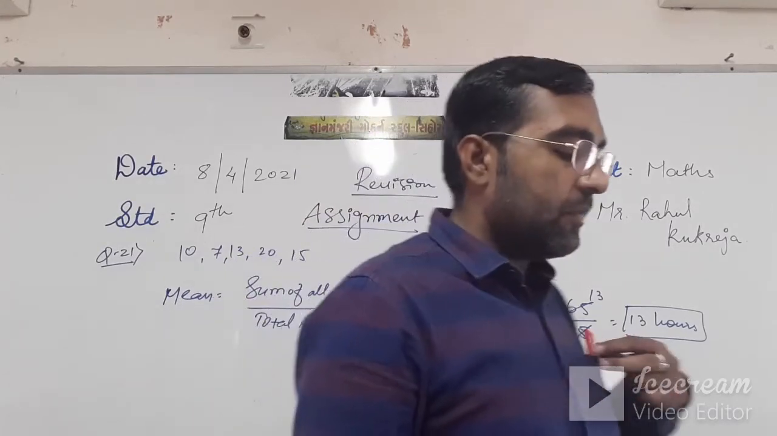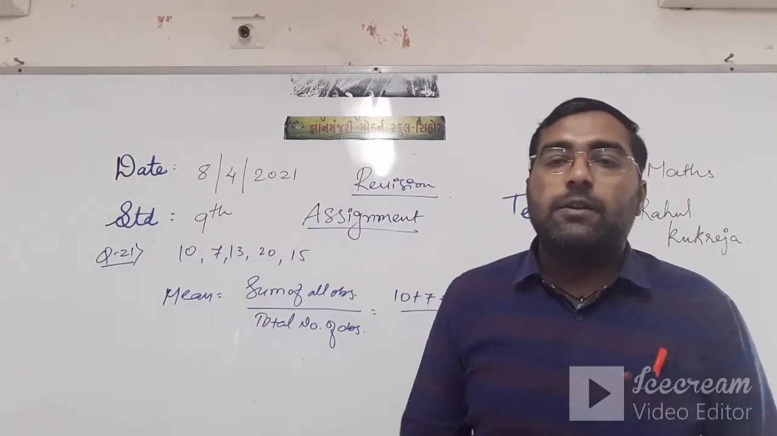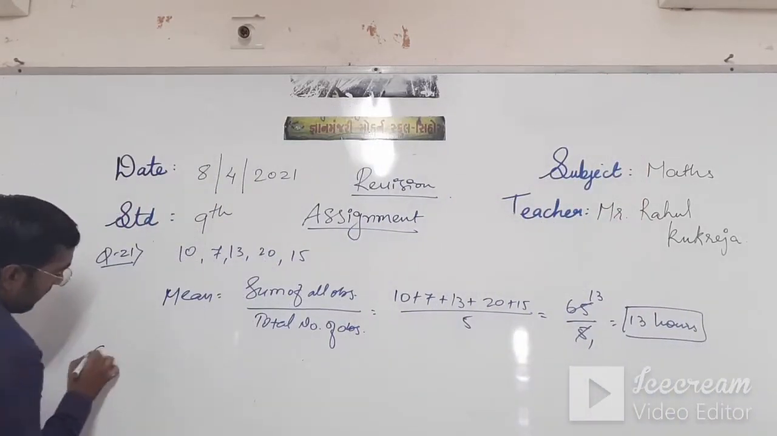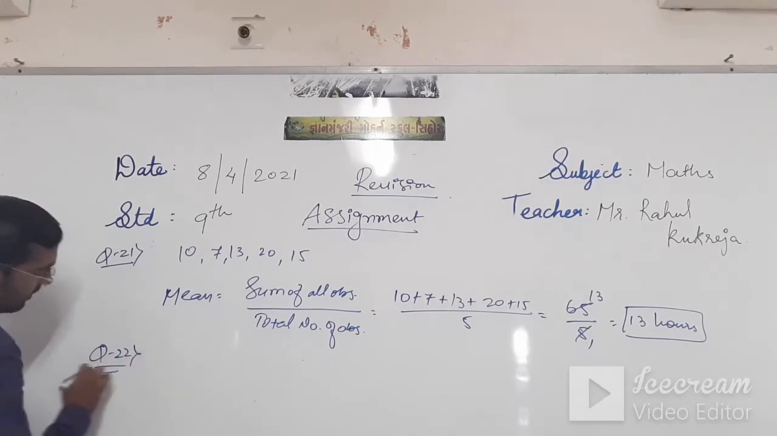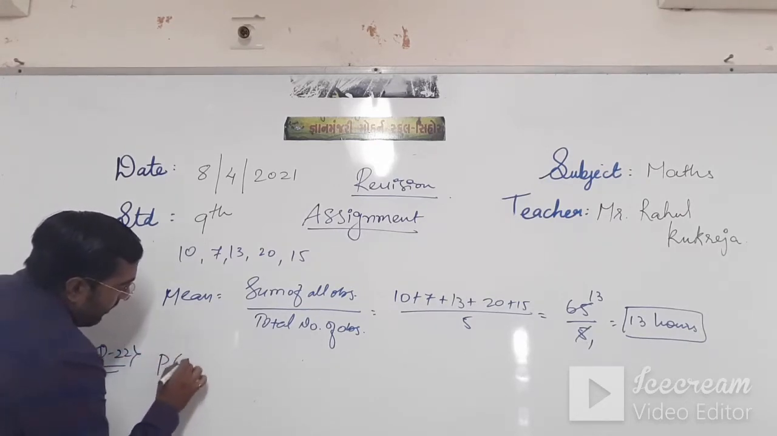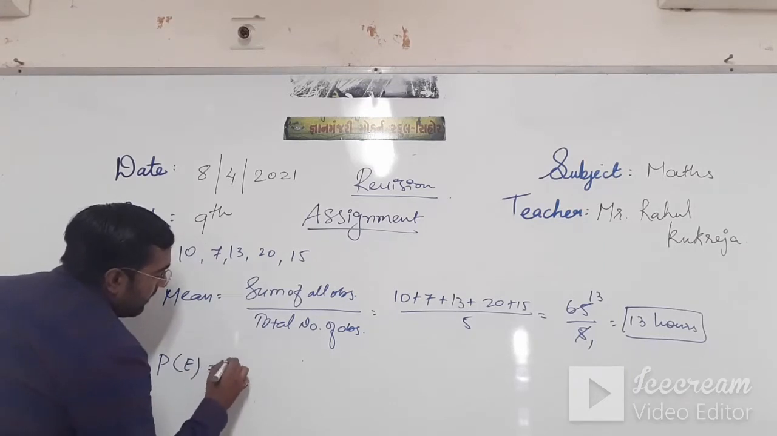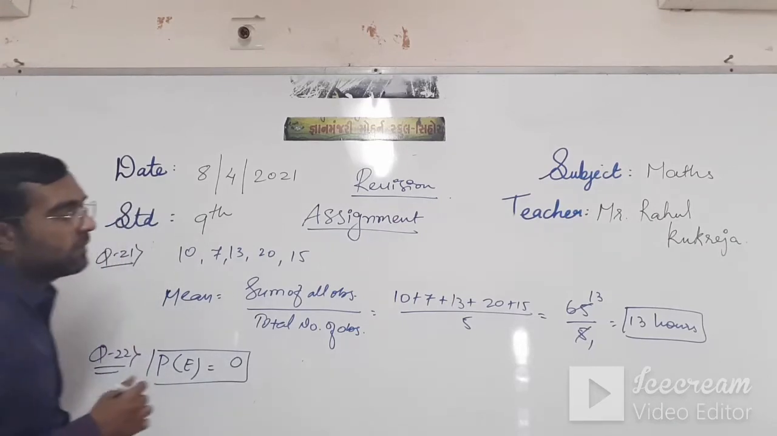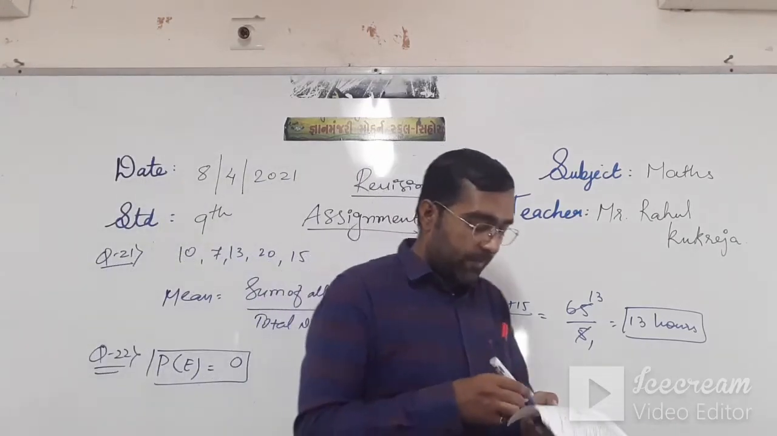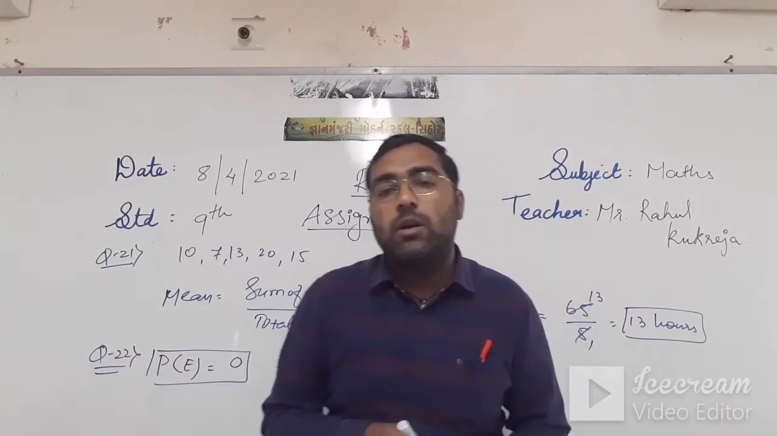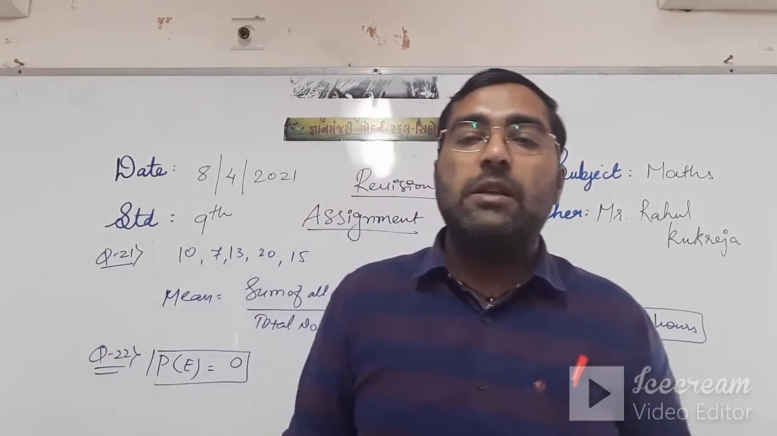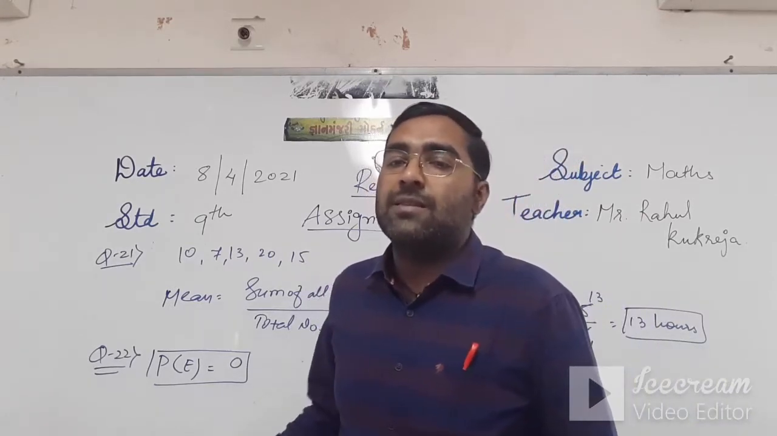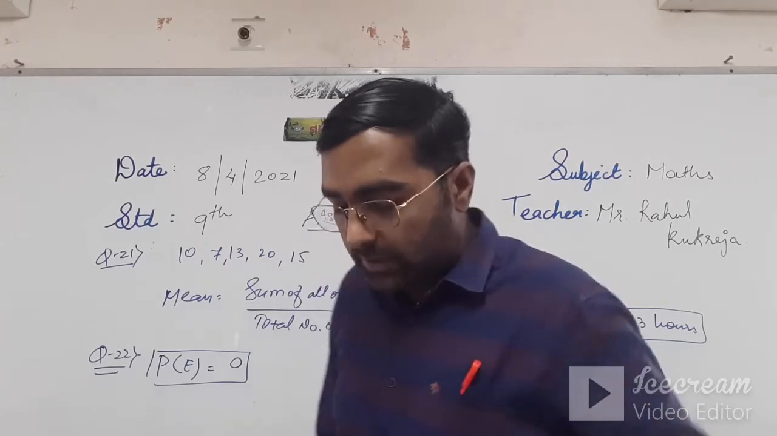Question number 22. Probability of impossible event. Probability of impossible event, that is 0. ठीक है? Impossible यानी कि there is no chance to occur. Okay, impossible, that means there is no chance to occur any kind of the things. So there is no chance, then the answer will be 0. Clear?